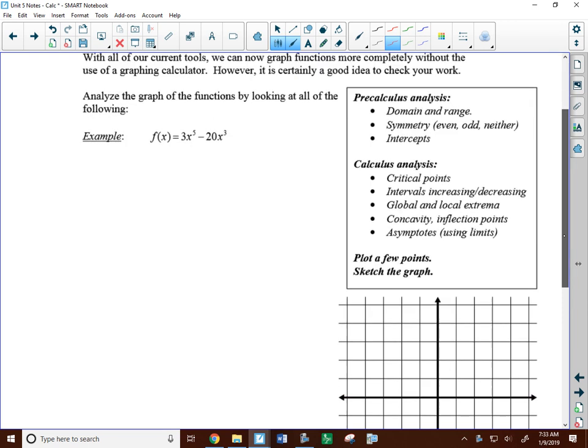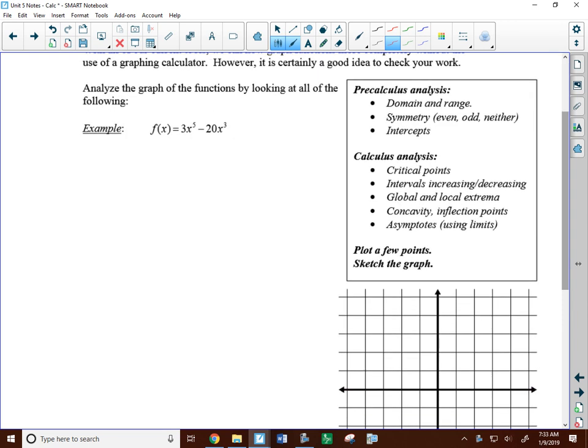All right. So we're going to look at all of the following, and then we're going to plot a few points and sketch the graph. Okay. So here's our function: 3x to the fifth minus 20x cubed. I kind of grouped it into pre-calc and then calculus. So I'm starting here with these.